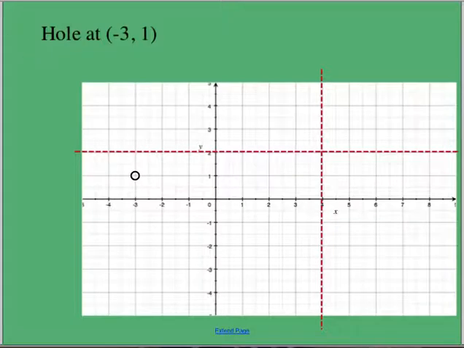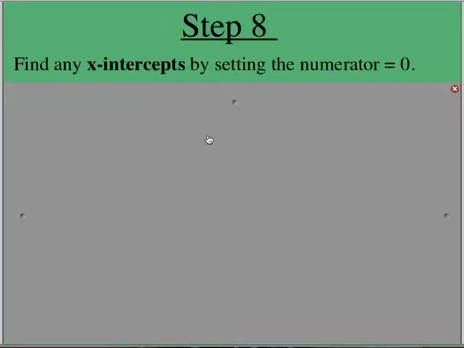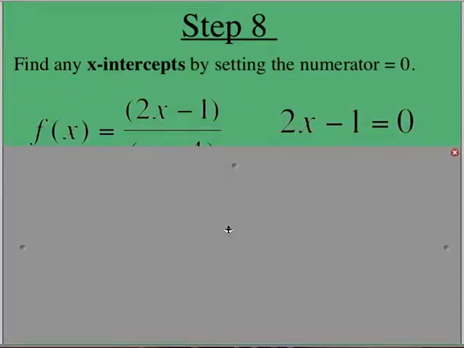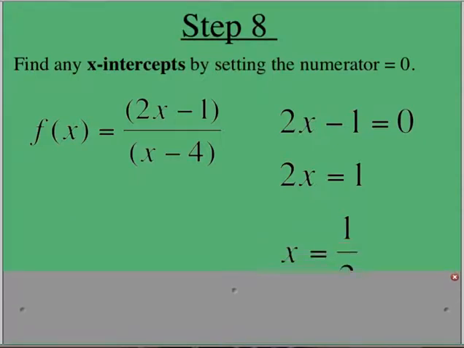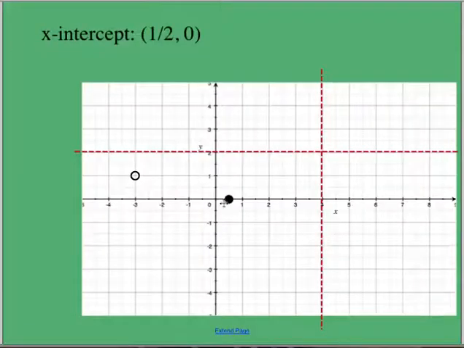The eighth step is to find any x-intercepts by setting the numerator equal to 0, and this is still using the canceled out version. So the numerator is 2x minus 1. I'm going to set that equal to 0 and solve for x. And when I do that, I get x equals a positive 1/2. And so this is my x-intercept. So I'm going to add that to my graph. I'm going to plot a point at 1/2, 0. There's my x-intercept.